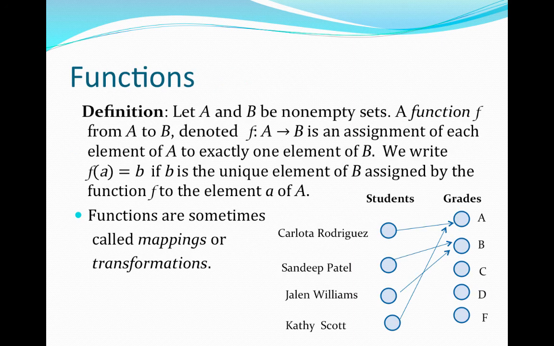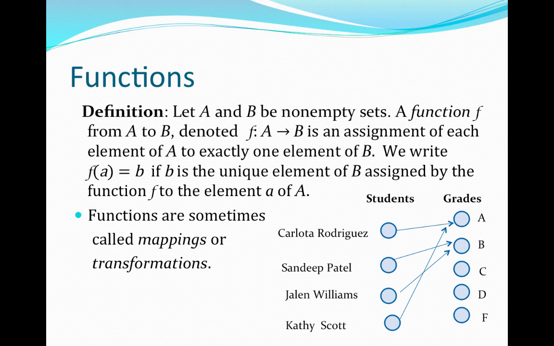Okay, so let's begin by reviewing the definition of a function. So let's let A and B be non-empty sets. Then we define a function f from A to B and denote it in the following way: f colon A arrow B. So this function is defined as an assignment of each element of the domain A to exactly one element of the codomain B. So we write f of a is equal to b if b is a unique element of the set B, the codomain B, assigned by the function f to the element a of A.